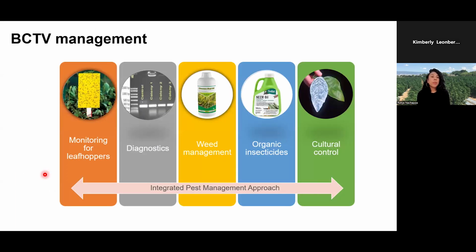So in terms of BCTV management in hemp, you really need an integrated pest management or disease management approach. And this is true for any vector transmitted disease. It starts with monitoring for the insect vector. And for leafhoppers, beet leafhoppers in particular, yellow sticky cards has been the go-to. You can put sticky cards around your field, depending upon the size of the field.